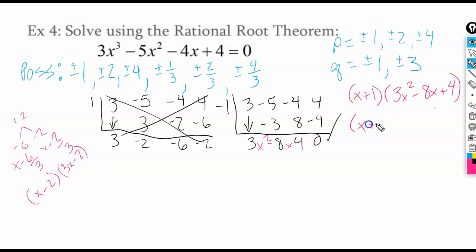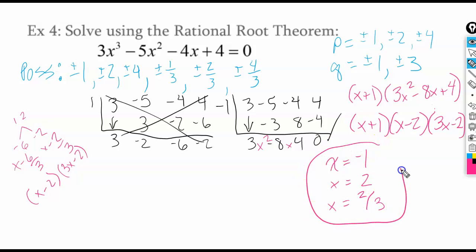So this factors to be x plus 1, x minus 2, and 3x minus 2, which means that if I'm solving, x is going to be equal to negative 1, x is going to be equal to positive 2, and x is going to be equal to positive 2/3. And so again, those numbers are all on my list of possibles.